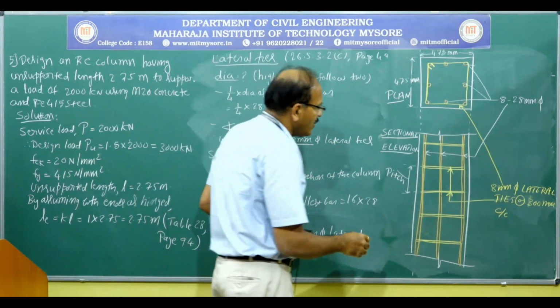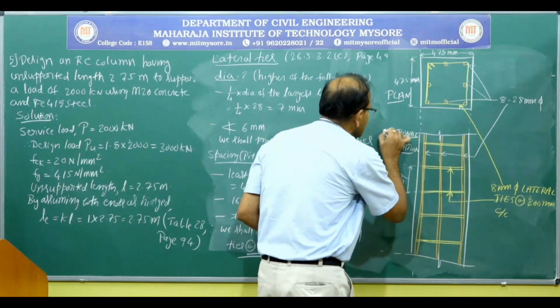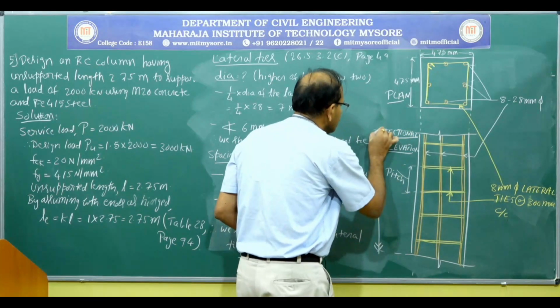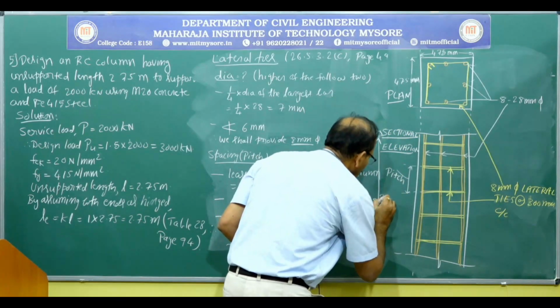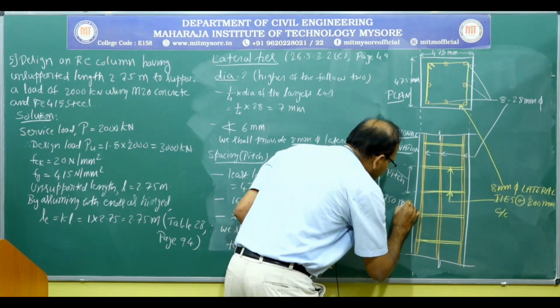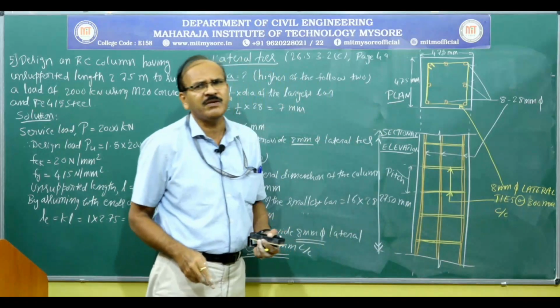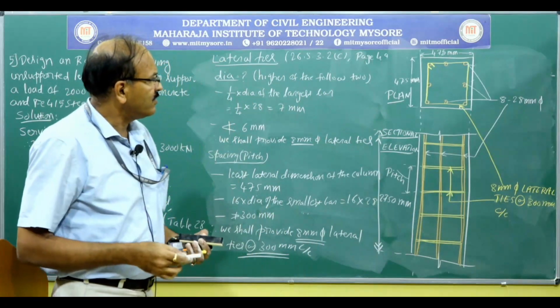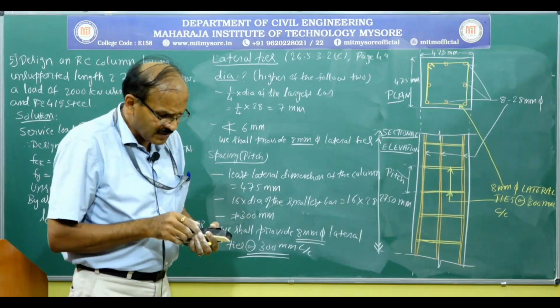Okay, and the total length of the column is 2.75 meter, that is 2750 millimeter. Express everything in millimeter. Okay, is this clear to you? So this completes the design.